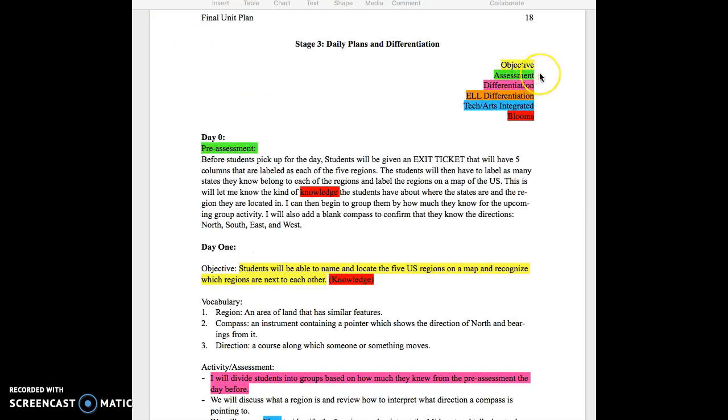As far as my key for my daily plans and differentiation, the objective is going to be in yellow, assessment green, any kind of differentiation for any learner is going to be in pink. Specifically, ELL differentiation is going to be in orange, tech and art integration is going to be in blue, and then finally Bloom's taxonomy is going to be in red.